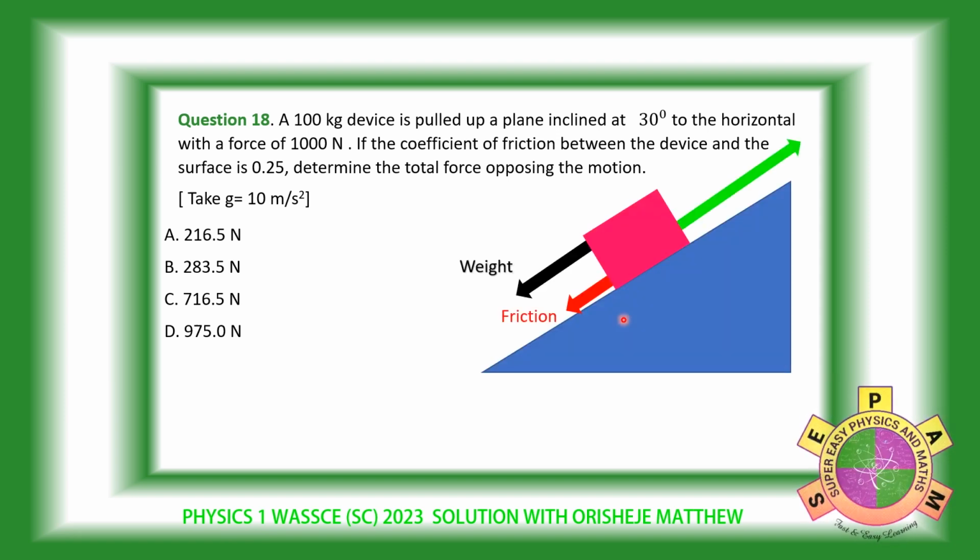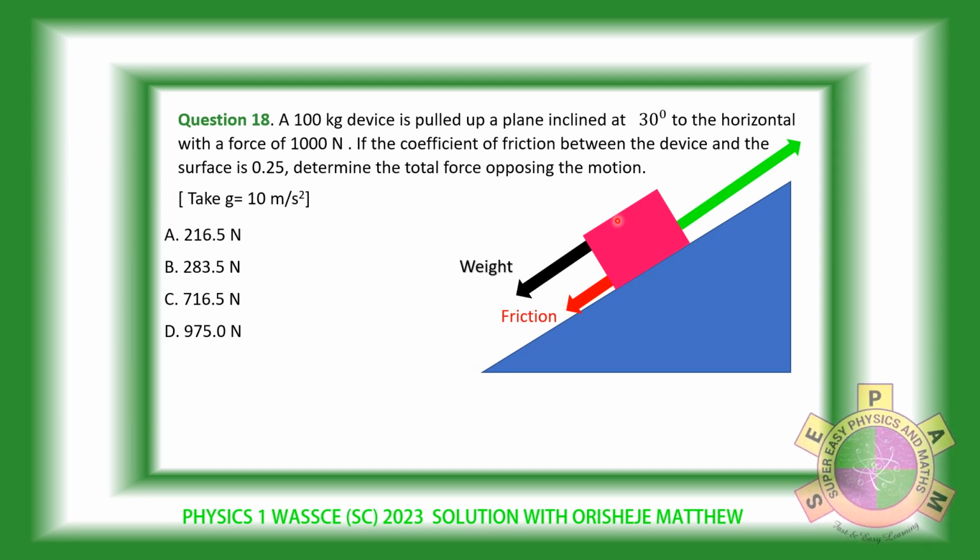So if you have this object on this inclined plane, the angle of inclination of the inclined plane is 30 degrees, and then the force pulling it up, the green force, is 1000 Newton. Then the weight component that pulls backward against the pulling force, and then we have the friction between the surface and the object on top of the inclined plane. So the red and the black are the opposing forces.